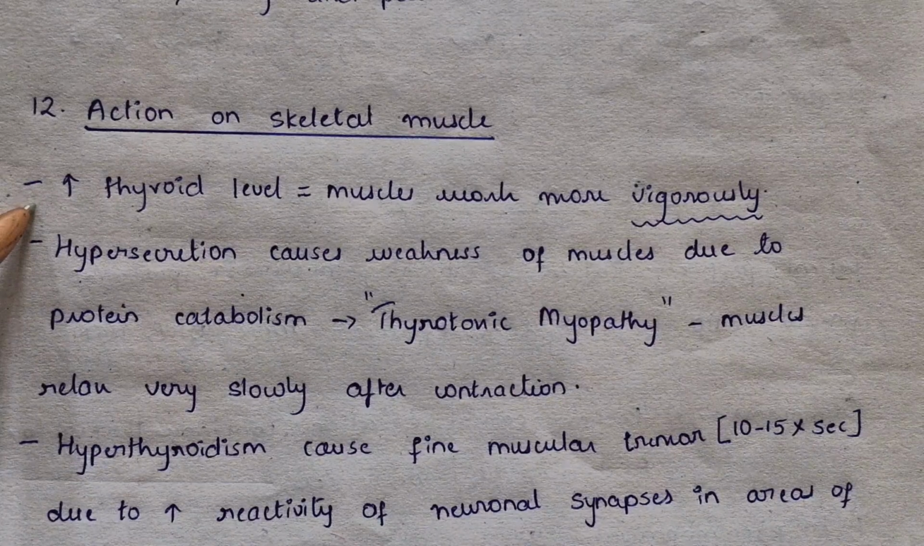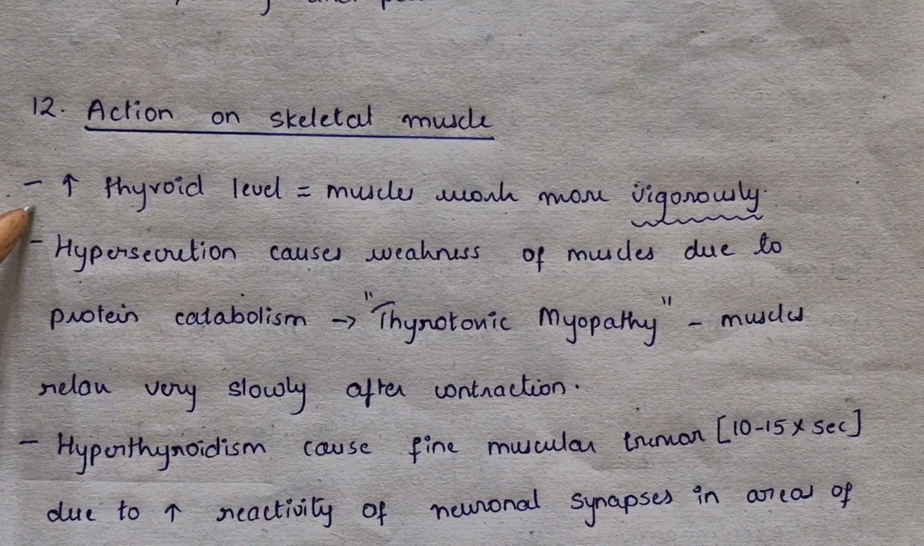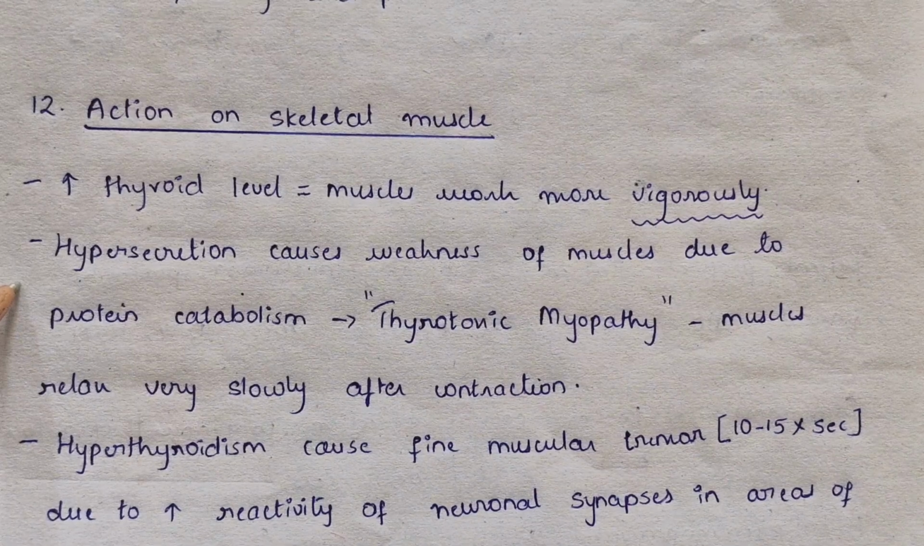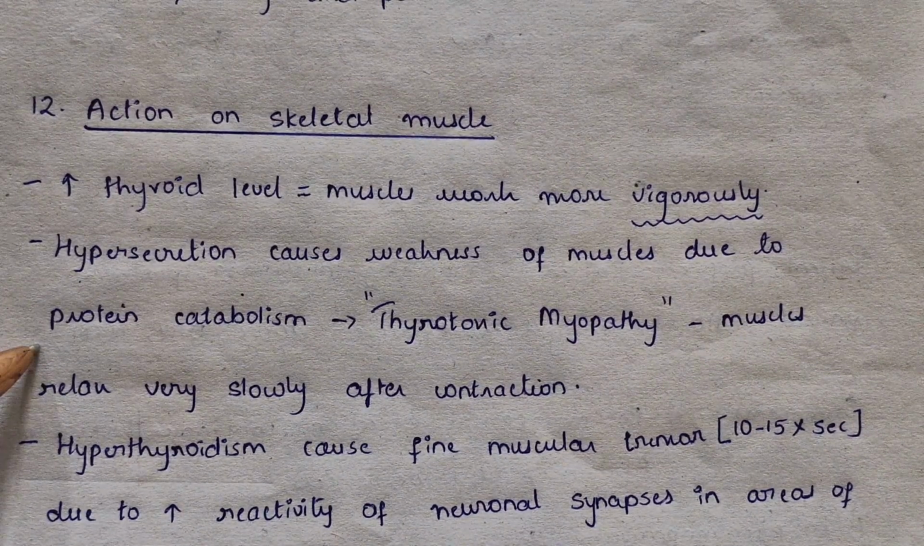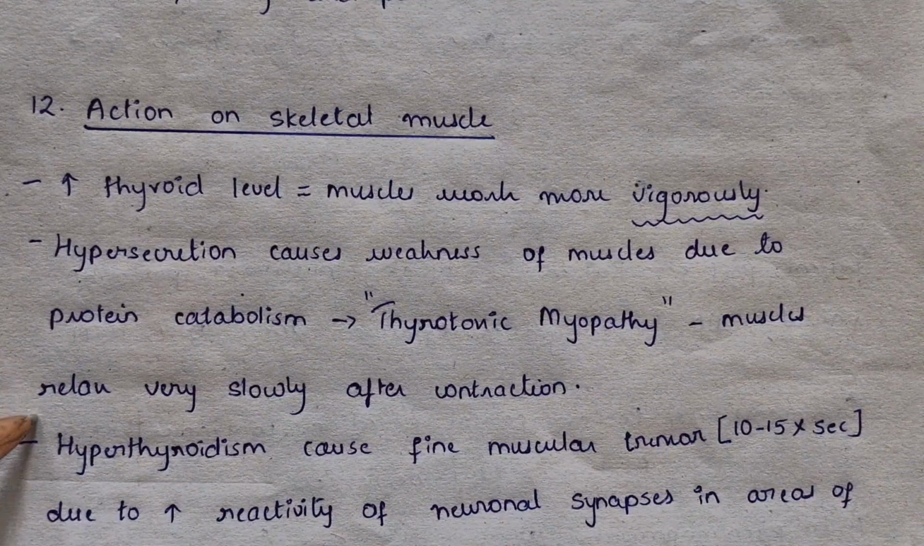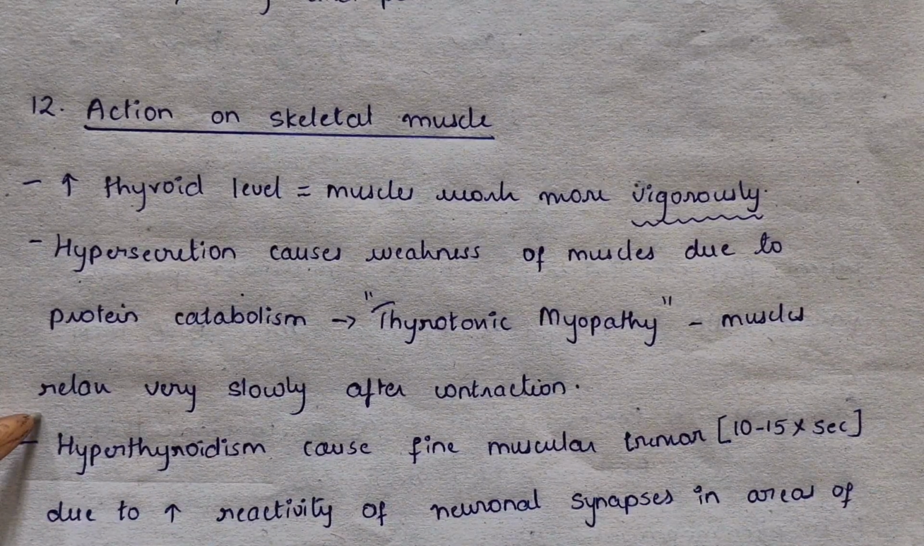The 12th function is action on the skeletal muscle. Increased thyroid level results in vigorous muscle work. Hypersecretion causes weakness of muscles due to protein catabolism, which is called thyrotoxic myopathy, wherein the muscles relax very slowly after contraction.